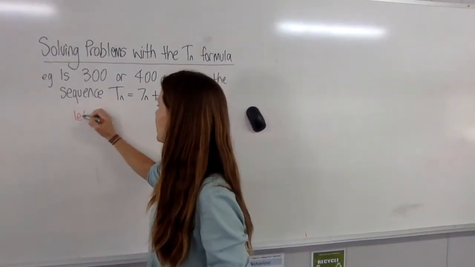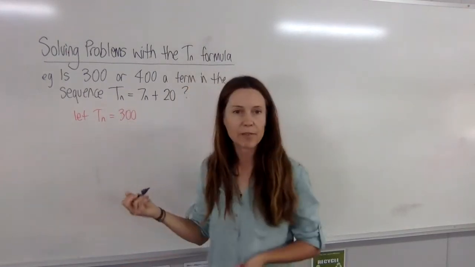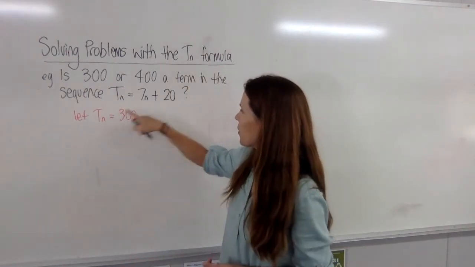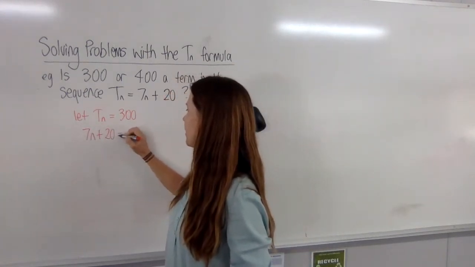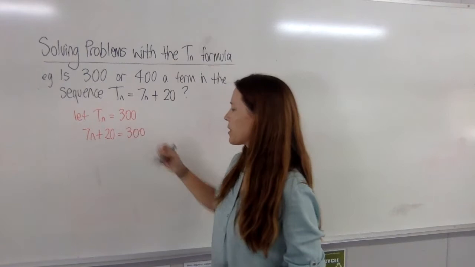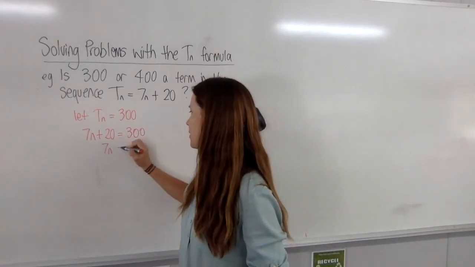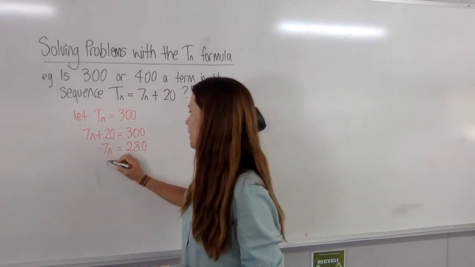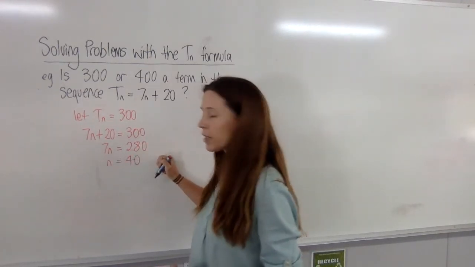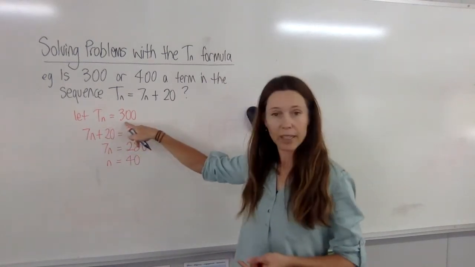I'd say, let's let the nth term be 300 and see if it works out. So the nth term is all of this. It's 7n plus 20. Let's let that be 300 and see how we go. Solving this, we subtract 20 from both sides, and dividing both sides by 7, I can see that n would have to be 40. So in other words, if n is 40, then we're going to get 300.